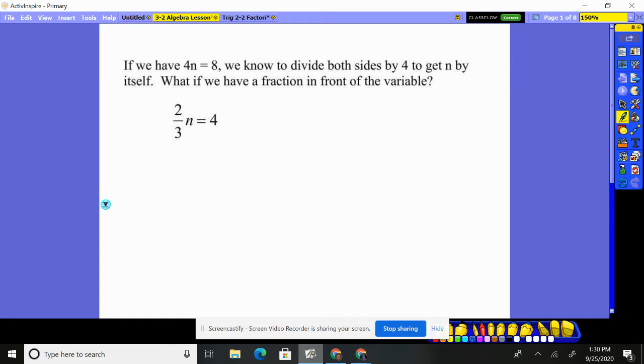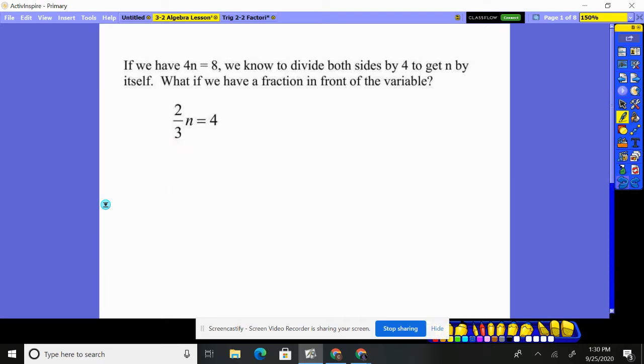So like this one, I have 2/3 times n equals 4. So how am I going to get n by itself? Now, you could come in here and divide both sides by 2/3. That goes away. But do you know how to do 4 divided by 2/3 now? Yes, you could use a calculator, put 4 divided by parentheses, 2 divided by 3, and get your answer. But there is a better way, okay?